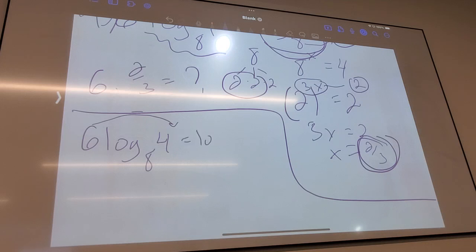Now I understand why some of you might look at this and go, why would I want to do that? This will work, but I guess 4 to the power of 6. So how do you know that? It's just a fact, you know?